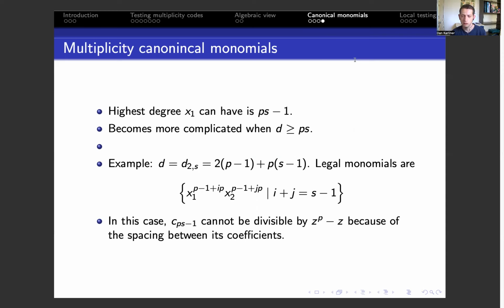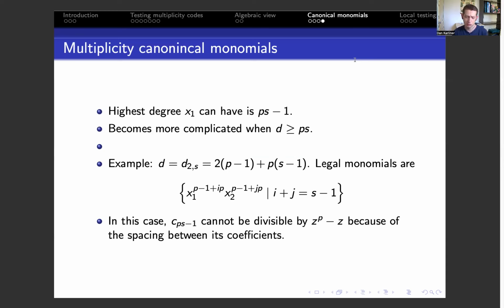And in this case, the coefficient polynomial which we're interested in, which is c_{p s minus 1}, cannot be divisible even by one power of z to the p minus z because of the spacing between its coefficients. The monomials which are non-zero have spacing of p between them, which means they occupy different residues mod z to the p minus z. And because we don't have too many of these, they can't cancel each other out. So we'll be left with something non-zero mod this polynomial.